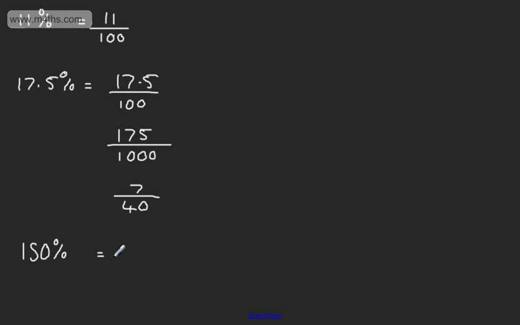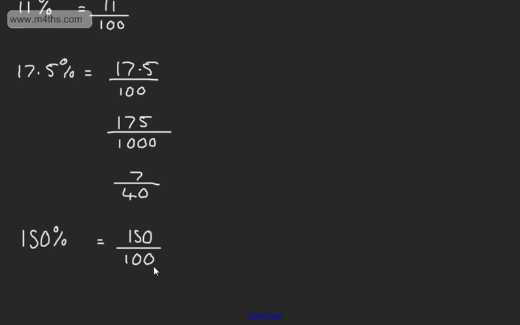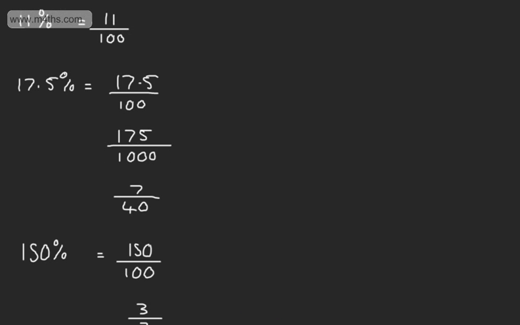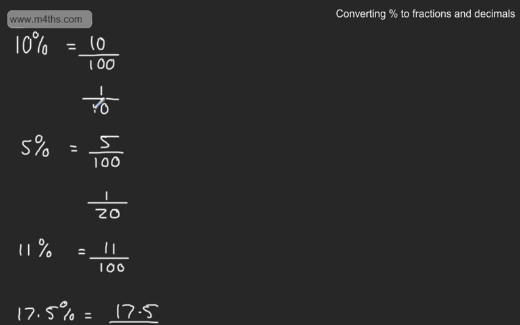150%. So we could write this as 150 divided by 100. It's 150 out of 100. The numerator and the denominator divide by 50, so we could write this as a top-heavy fraction as 3 over 2, or as a mixed number, 1 and 1/2. So converting a percentage to a fraction, we simply write it over 100 and then simplify the fraction. Let's now look at converting percentages to decimals.